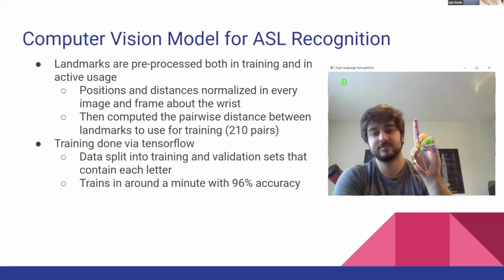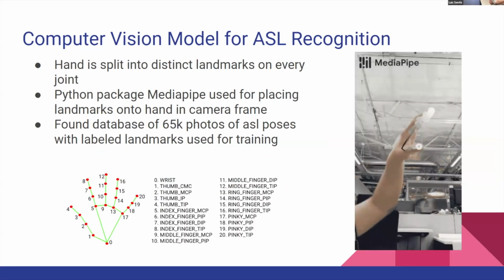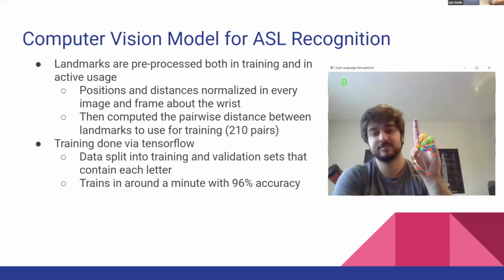The positions and distances are normalized in every frame about that bottom 0 point, so that regardless of your position in the frame or your distance from the frame, your hand will always be in relatively the same pose. They'll always look the same. And we compute the pairwise distance between all of the landmarks to use for training, which makes it quite fast. It's about 210 pairs. And we use a simple TensorFlow model that trains in about a minute with 96% accuracy.